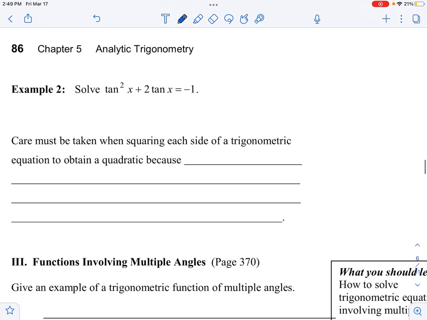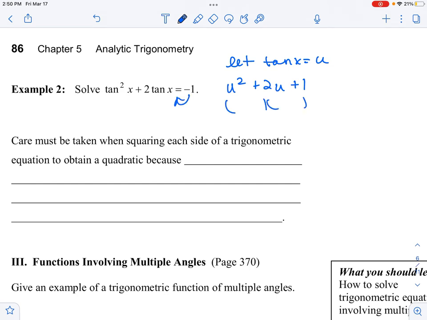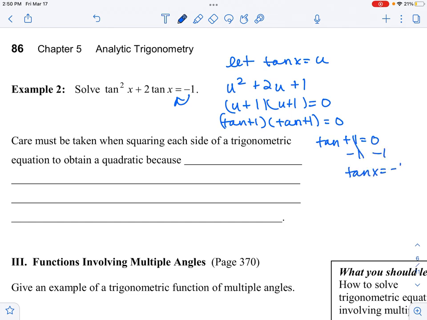Okay? So for example 2, we're going to solve tangent squared plus 2 tangent minus 1. Just another way to do this, we could say let tangent x equal u. So this could be written as u squared plus 2u plus 1, because if I'm adding that 1 over, I can factor this and get u plus 1 equals 0. Well, remember, u isn't really u, it's tangent plus 1 equals 0. Well, then that means every parentheses can be set equal to 0. So if tangent plus 1 equals 0, subtract the 1. Where does tangent x equal -1?